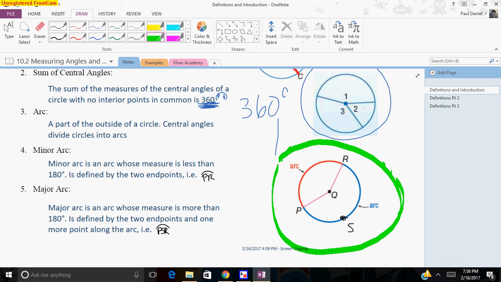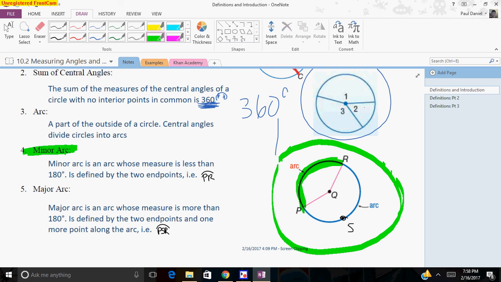Every time we have an arc whose measure is less than 180 degrees, we call it a minor arc, because it is smaller than half the circle. So in this case, arc PR, we denote minor arcs generally by only two points, just the endpoints. It is a minor arc. You can see the way I wrote that. It looks like a line segment, only with a curvy top over the letters.